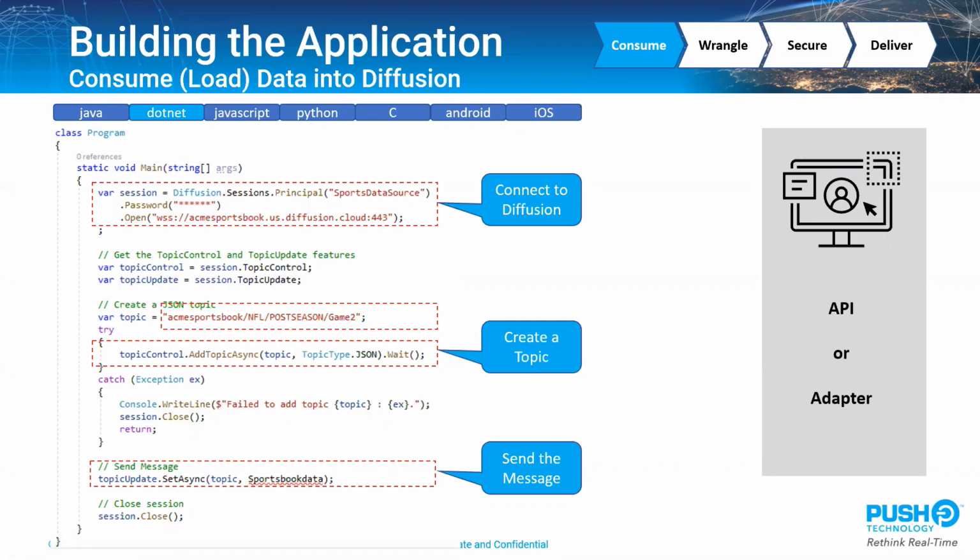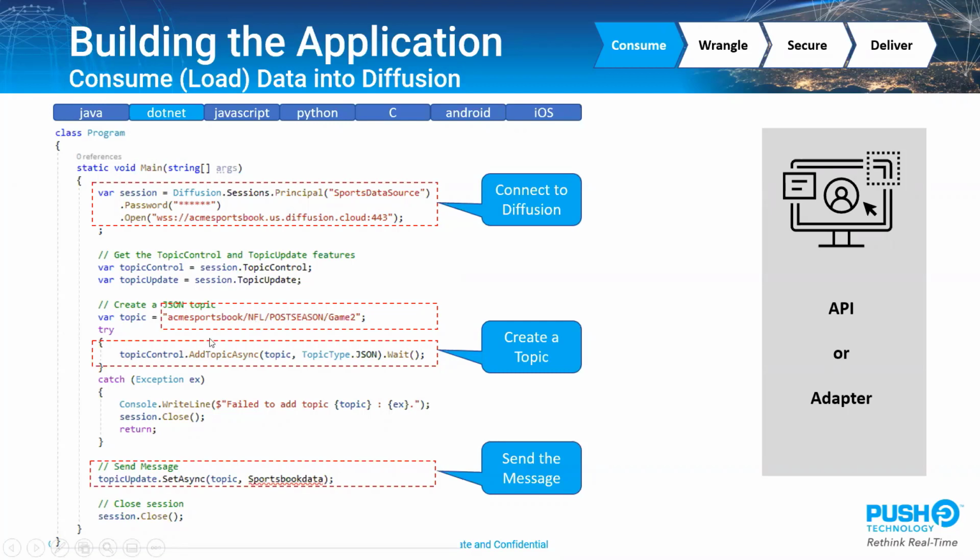And then Diffusion also has the capability, if you just send a raw feed into it, to look into the data and create these topic trees for you as well. So you can either define them as you're publishing data into it, or you can define the rules inside of Diffusion to segment that data out for you. We'll look at that a little bit later.